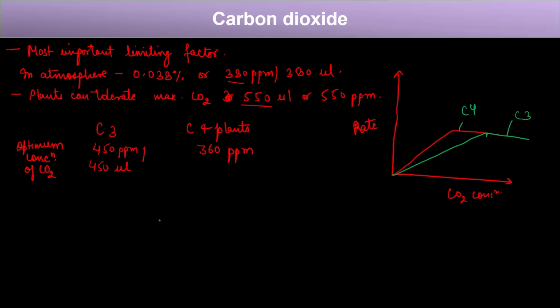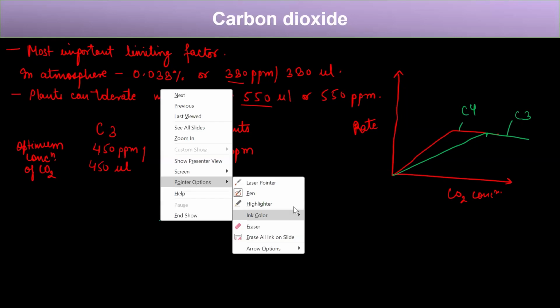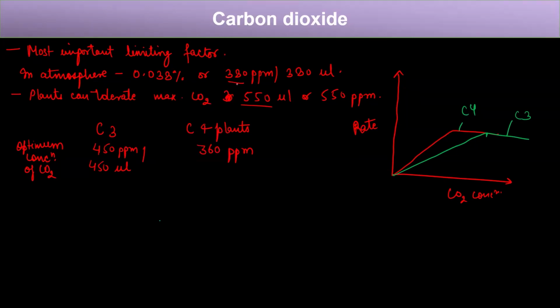Now if you see here, the amount of carbon dioxide that is present in the atmosphere is 380 ppm. The optimum concentration of CO2 required for the growth of C4 plants is 360 ppm, right? So under normal environmental conditions, the C4 plants can grow easily. They do not require anything, because the carbon dioxide present in the environment is higher than what is required. But if you look at the C3 plants, their optimum requirement is 450 ppm, right? But the environment has only 380 ppm. So how do these C3 plants grow? The question is this.